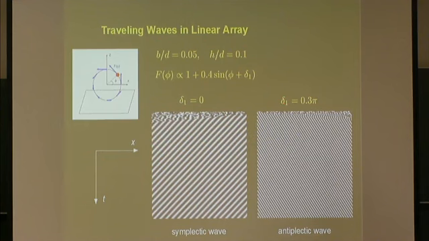But if I change the phase shift delta 1 to 0.3 pi, we get the opposite direction waves, which is called the antiplectic wave pattern. So just by changing this force parameter, we can control the wave patterns. More details of this work will be presented in a poster in the workshop.